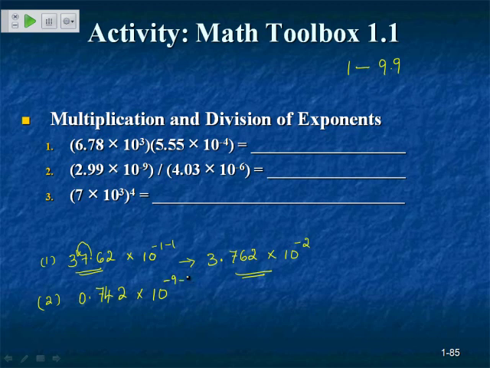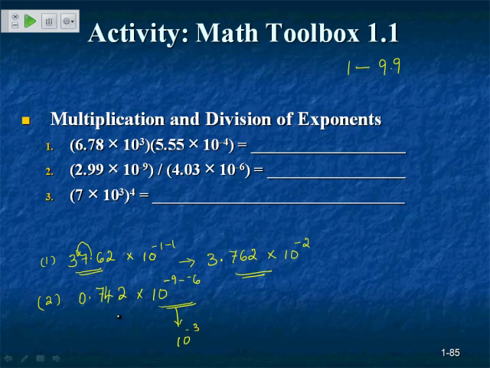0.742 multiplied by, let's do the exponent part, 10 to the power negative 9 minus negative 6. Pay attention to these negative signs. This is the first exponent, negative 9. Subtract the second exponent, which is negative 6. So what happens here? Negative 9 minus negative 6: the two minus signs become a positive sign. So negative 9 plus 6 is negative 3, so we get this part as 10 to the power negative 3.